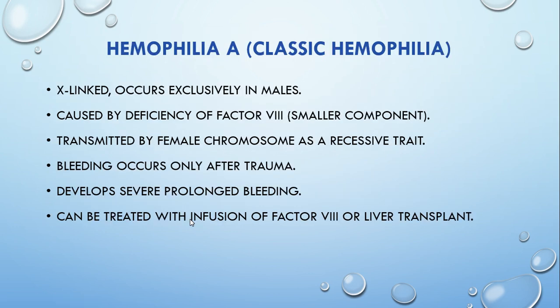Hemophilia A, or classic hemophilia, is another bleeding disorder in which there is deficiency of factor 8, the smaller component. It is transmitted by the female chromosome as a recessive trait, and it is X-linked and occurs exclusively in males. The bleeding occurs only after trauma and can be treated with infusion of factor 8 or liver transplant.